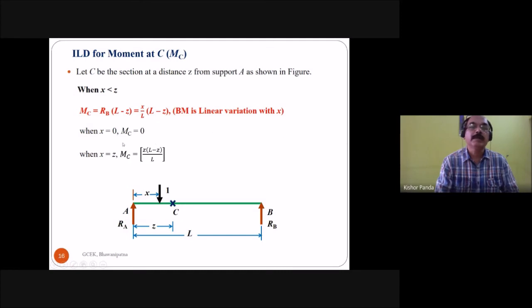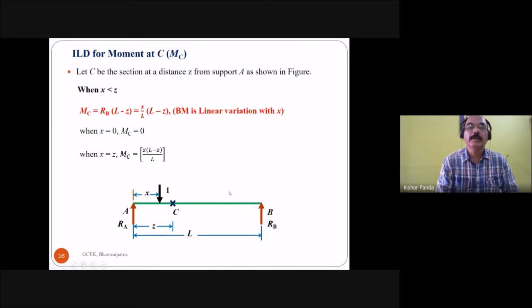Then here also you can find out, when X is equal to 0, what is MC? And when X is equal to Z, what is MC? When you put X is equal to 0, MC is equal to 0. And when you put X is equal to Z, the value of MC is Z into L minus Z by L. So when the unit load is present at A, MC is equal to 0. And when the unit load is present at C, MC is equal to Z into L minus Z by L.